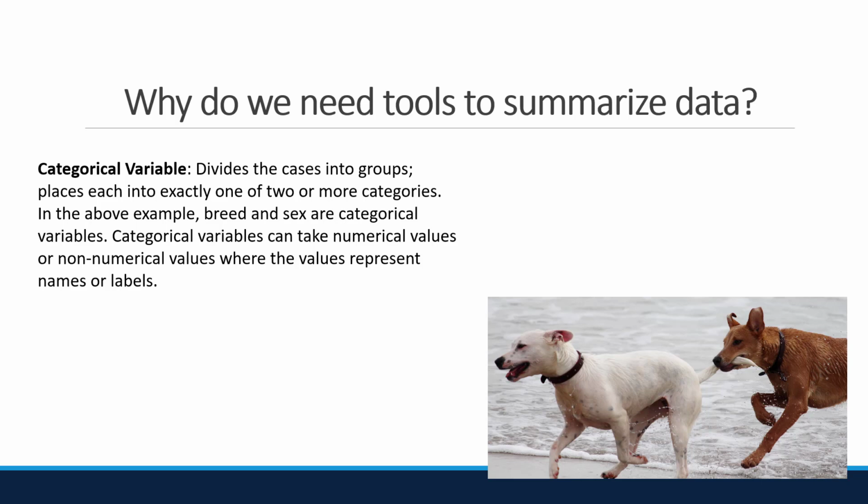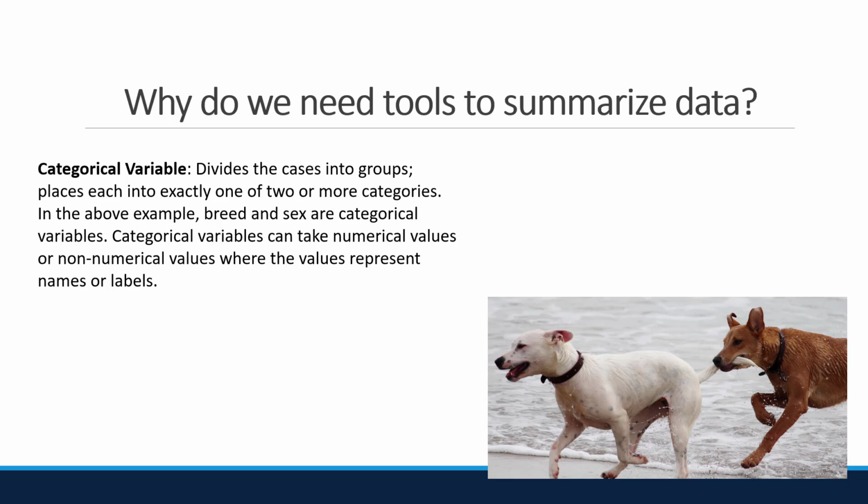There are two ways we are going to classify variables. Categorical variable: divides the cases into groups, placing each into exactly one of two or more categories. In the above example, breed and sex are categorical variables. Categorical variables can take numeric values or non-numerical values where the values represent names or labels.